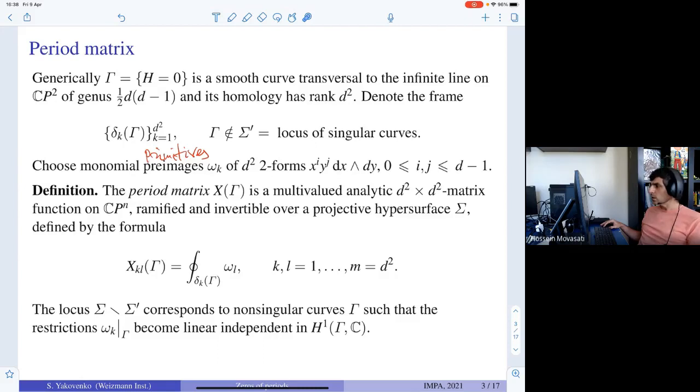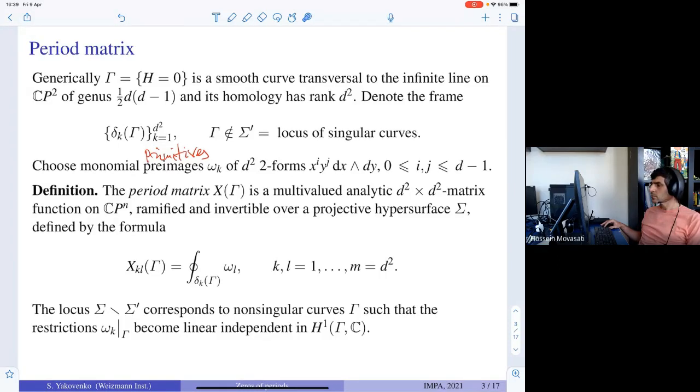No. I take primitives. Okay. So of course, at a certain moment when I compute the Gelfand-Leray derivatives, I would have to take d omegas over dh, and that's why I've chosen monomial forms, primitives of the monomial forms.